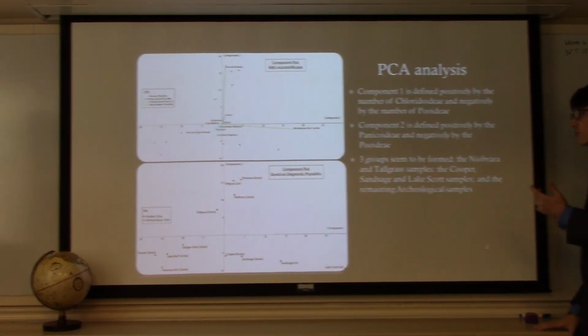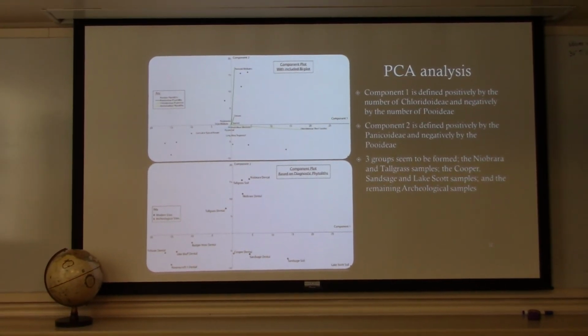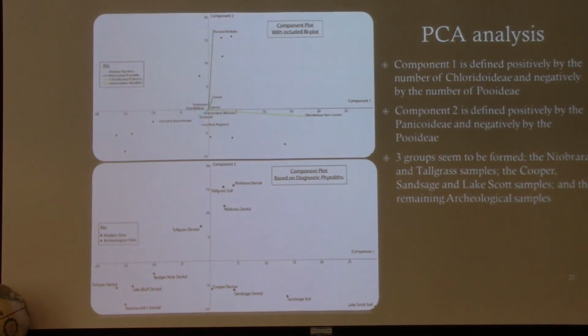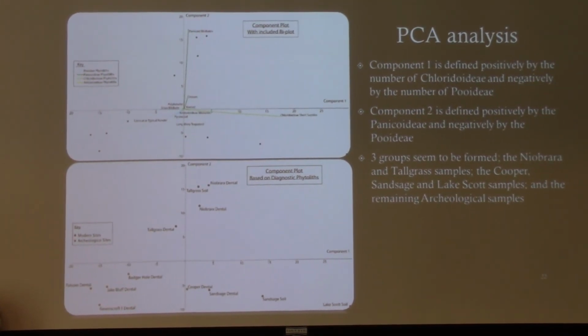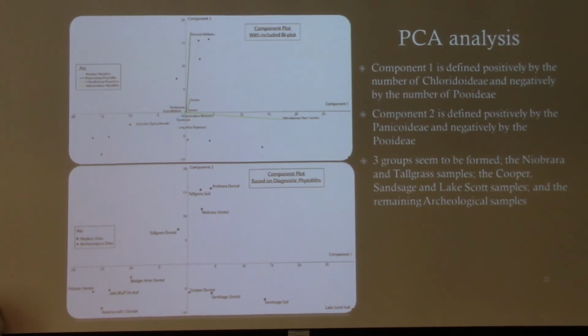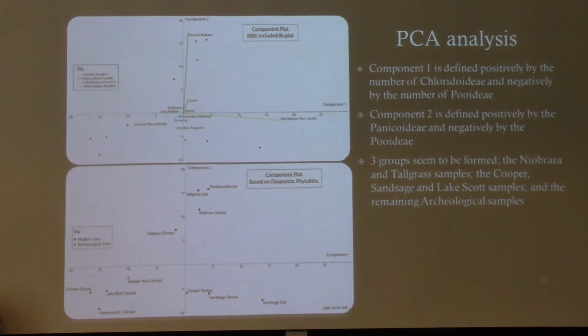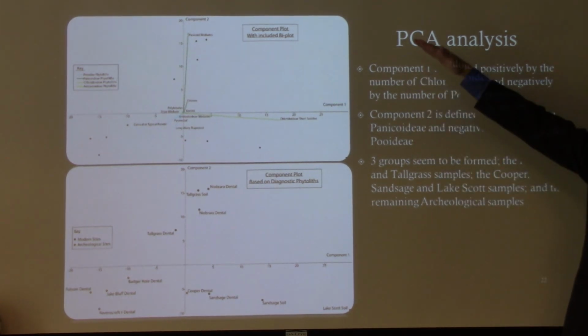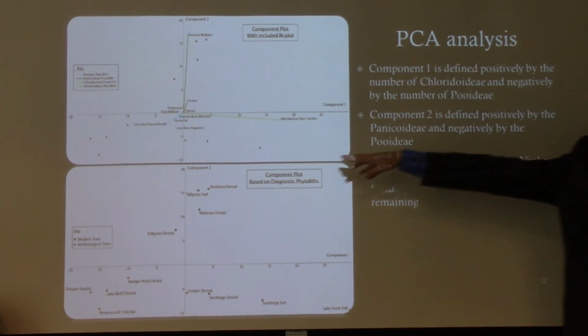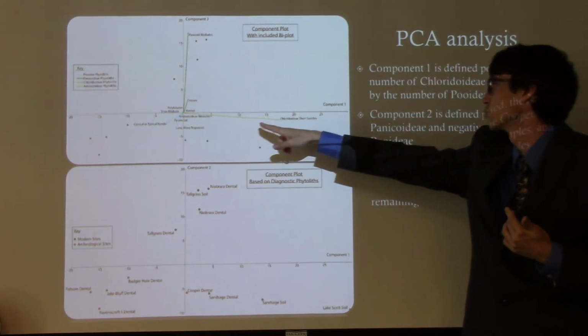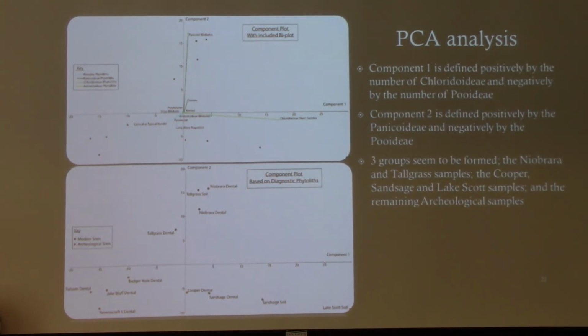Then I performed a principal component analysis. These are my plots for component 1 and 2, which together explained about 96% of the sample variation. Component 1 is this axis here, defined positively by the number of Chloridoid phytoliths and negatively by the number of Pooid phytoliths over there. Component 2 is defined positively by the panicoids and negatively again by these Pooid phytoliths, as well as a little bit by my Chloridoid phytoliths.